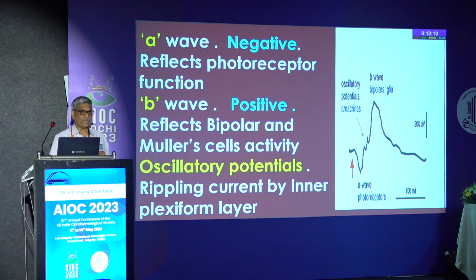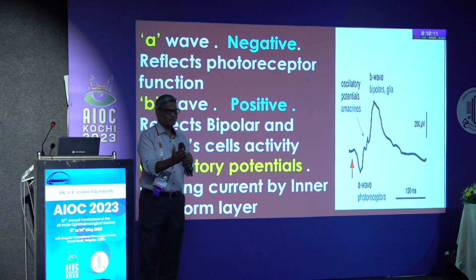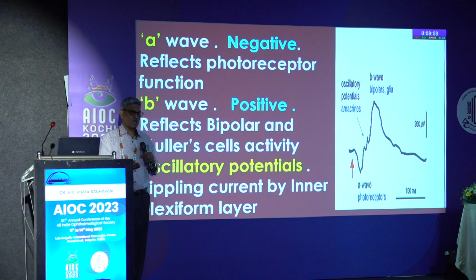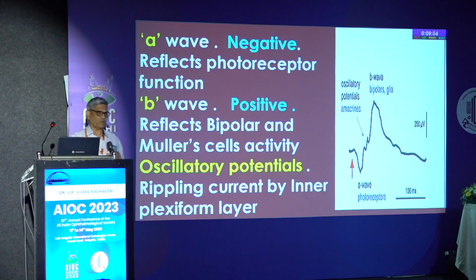When you have a problem in this, I already told you, the oscillatory potentials are what? A rippling current from the inner plexiform layer. That means the inner plexiform or inner nuclear layers are working properly. If the oscillatory potentials are absent, it means the inner layer is suffering. That's all. Hypoxia is going on. It's a classical thing in diabetic patients. If you do ERG in the early stages, you can at least come to a conclusion: yes, this fellow may develop a problem in future. That's all.